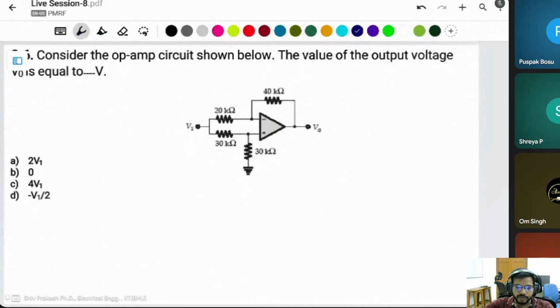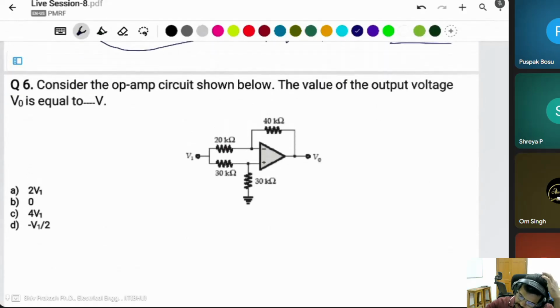Okay. The next question. Consider the op amp circuit shown below. The value of the output voltage is the same. You are asking about the output voltage.